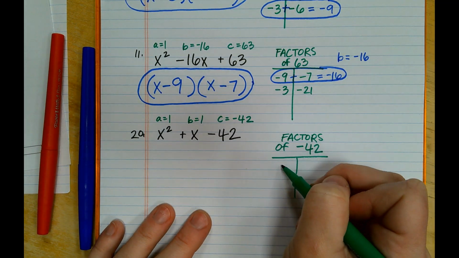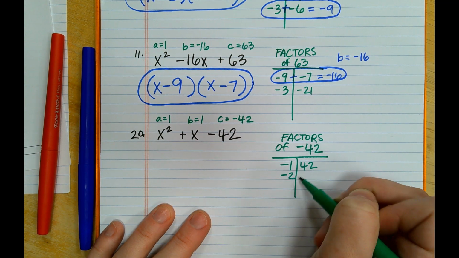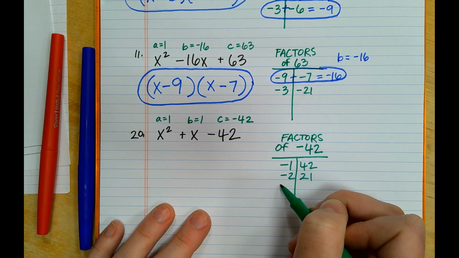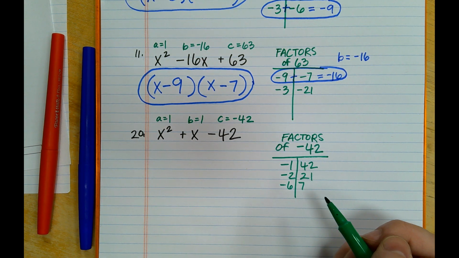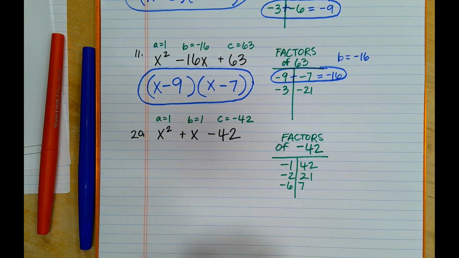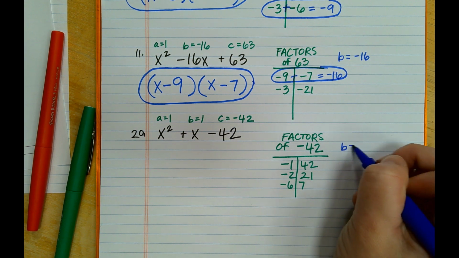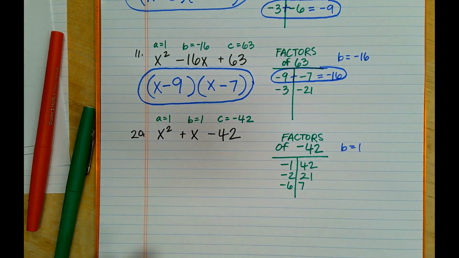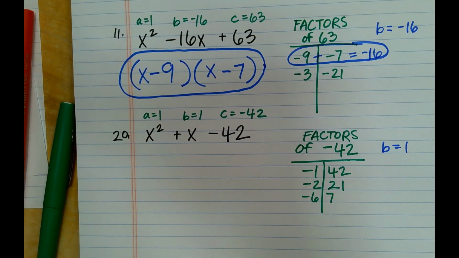Negative 1 times 42. Negative 2 times 21. Negative 6 and 7. Let's stop there. What's our goal again? We want to get to B when we add, which is 1. Negative 6 plus 7.